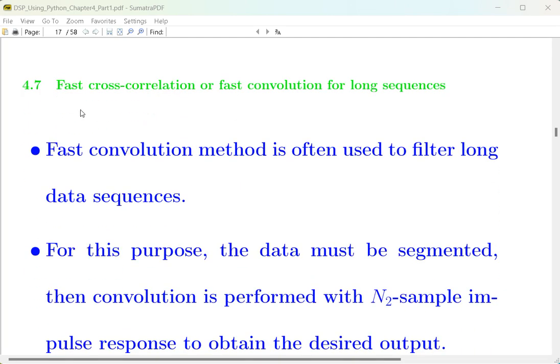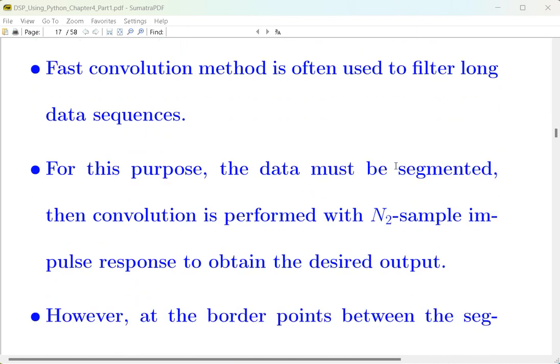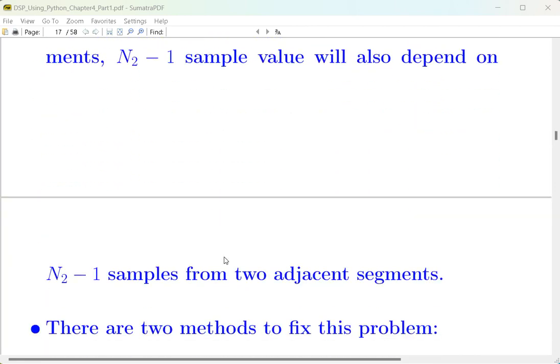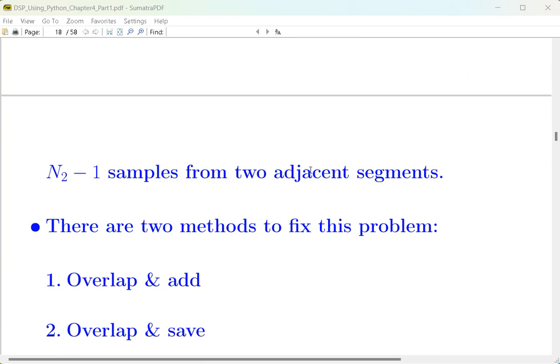The next topic: fast cross-correlation or fast convolution for long sequences, where it normally happens in factories, military industry, or anywhere else. Fast convolution method is often used to filter long data sequences. For this purpose, the data must be segmented, then convolution is performed with an N2 sample impulse response to obtain the desired output. However, at the border points between the segments, N2 minus 1 sample values will also depend on N2 minus 1 samples from two adjacent segments.